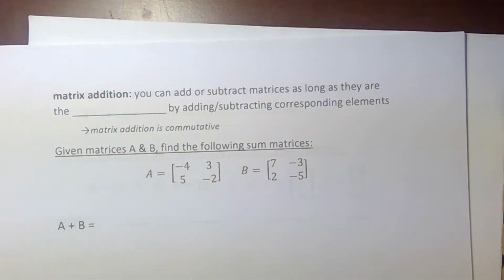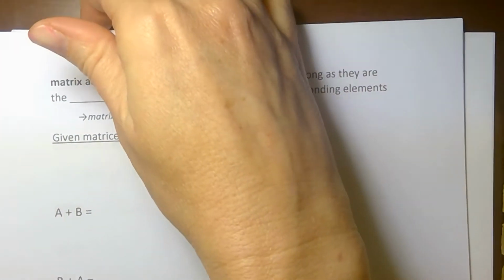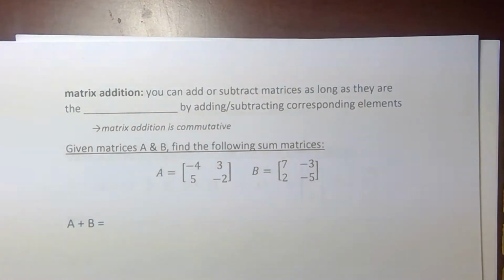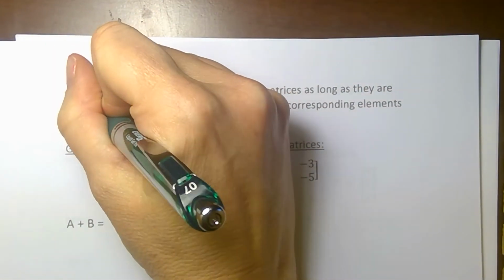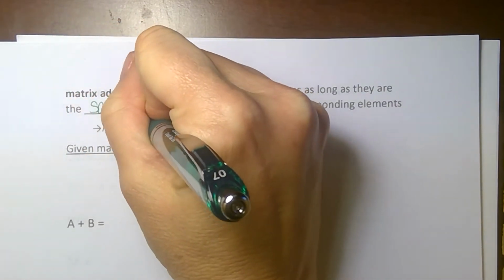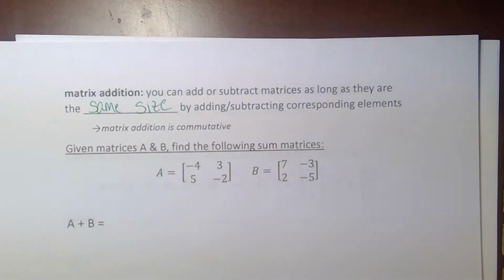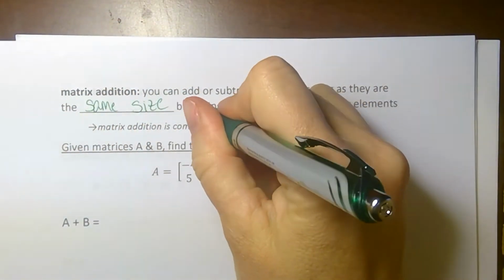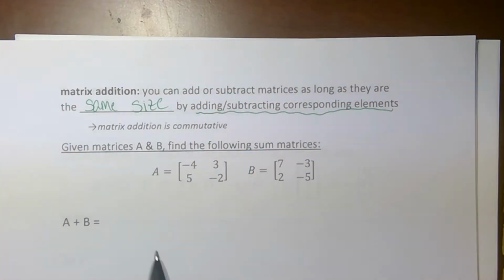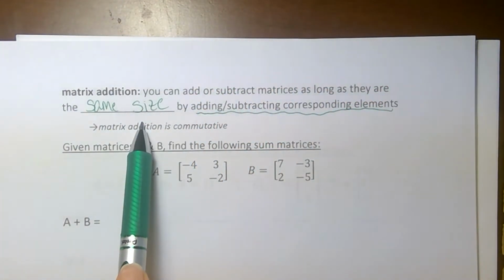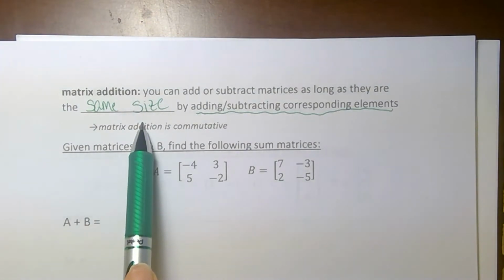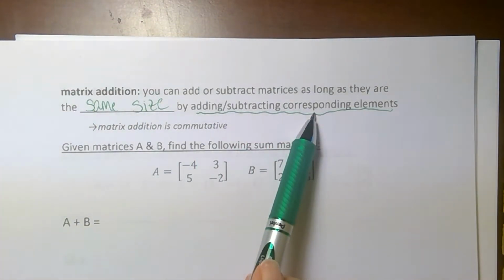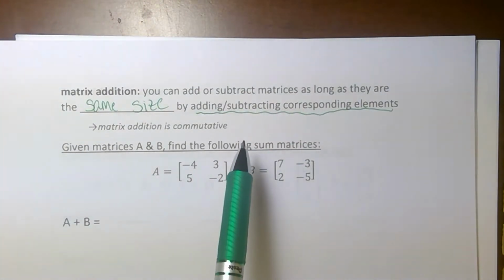Now that we've talked about equal matrices, let's move on and talk about matrix addition. We can add and subtract matrices as long as they are the same size, by adding and subtracting corresponding elements. So if I'm starting out with 2 matrices that are the same size, I can add or subtract them by just finding those corresponding elements and adding or subtracting those corresponding values.